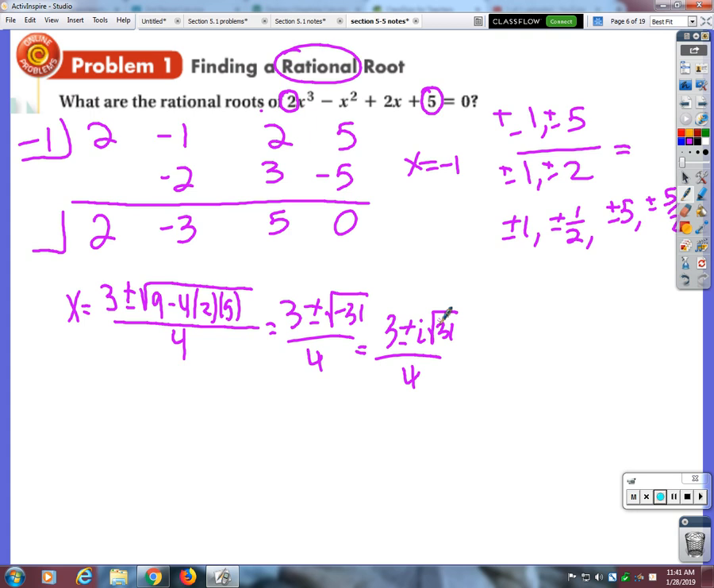Yes, Peyton? No, now we're done. So we know the answer is x equals negative 1 and x equals 3 plus or minus i root 31 over 4.